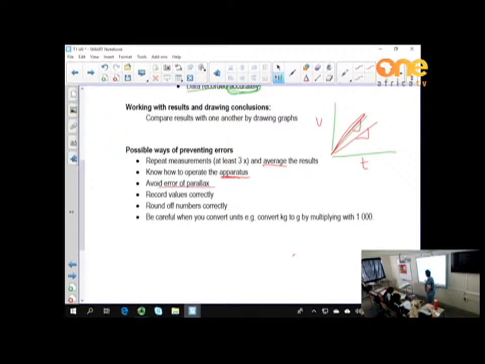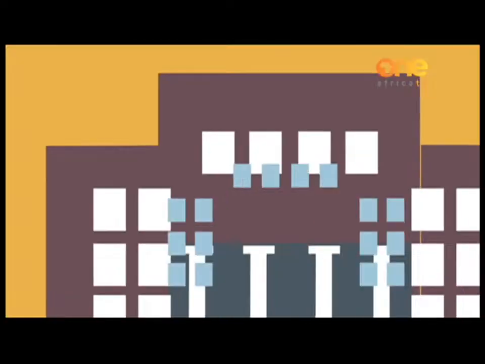Avoid the error of parallax. Record the values correctly. In other words, concentrate. But everybody gets tired somewhere. It's very easy to make a mistake like that, especially when you're doing a lot of them over a long period of time. Round off numbers correctly. And be careful when you convert units, for example, kilograms to grams, or meters to centimeters or millimeters.